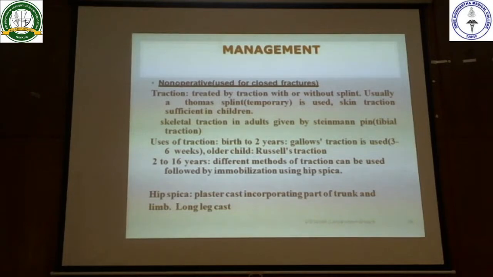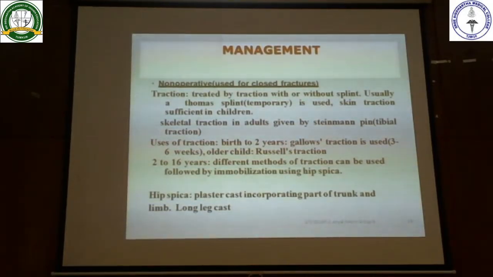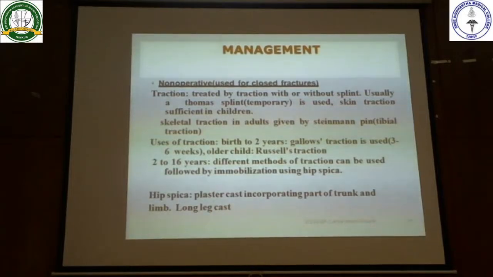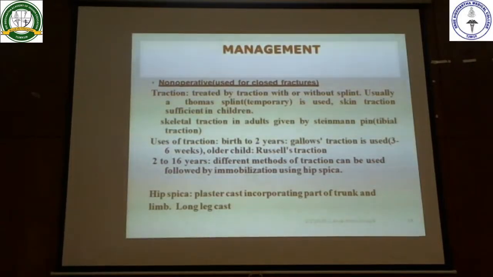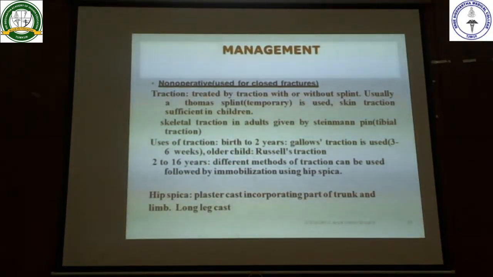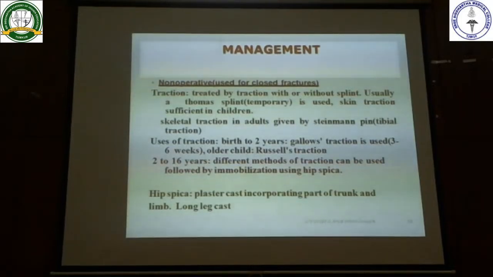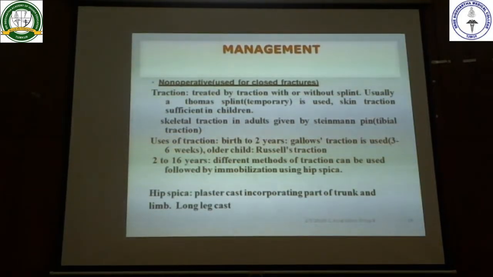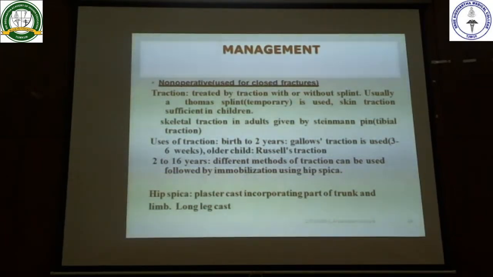Skeletal traction in adults is given by Steinman's pin. Somebody might have taken the instrument class, where you might have seen something called a Steinman's pin. There's also something else called a Denham's pin. These are usually used for skeletal traction. Skeletal traction means, as the name suggests, it goes through a bone. You drill a bone, you put this pin through the bone, and then you attach weights to that pin. That is known as skeletal traction.